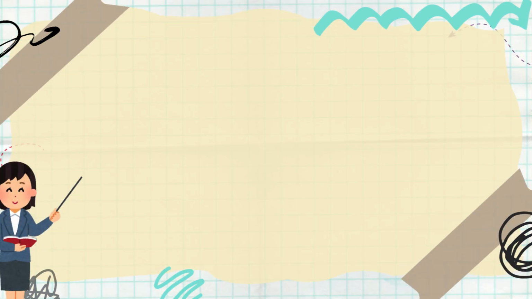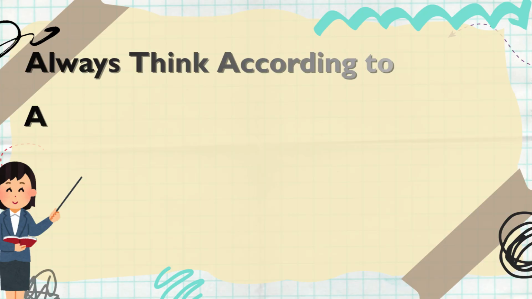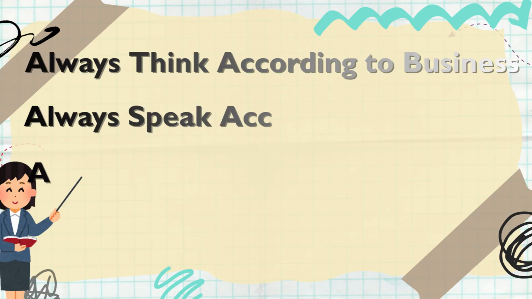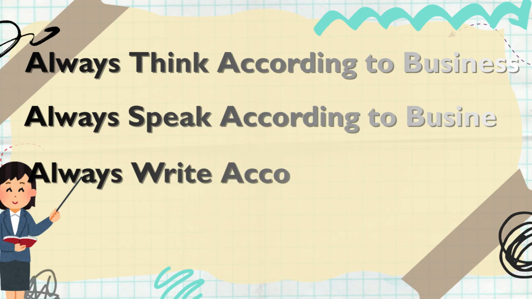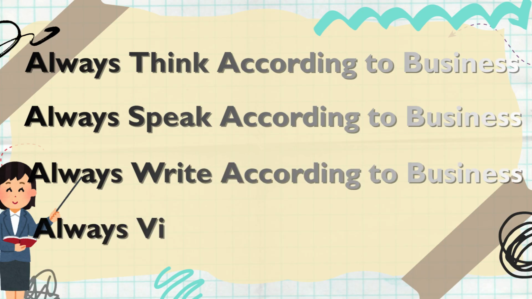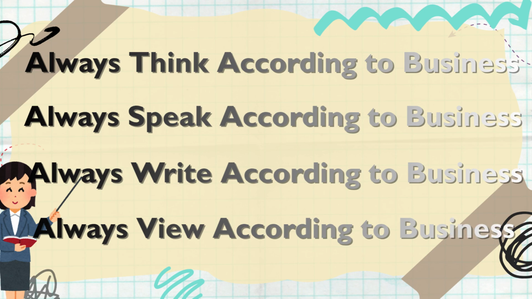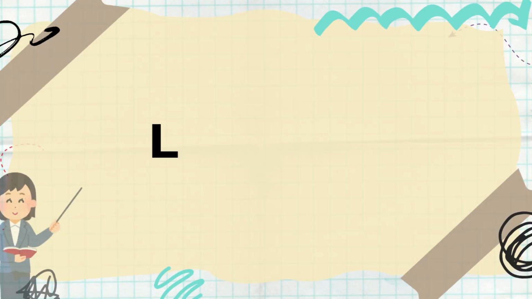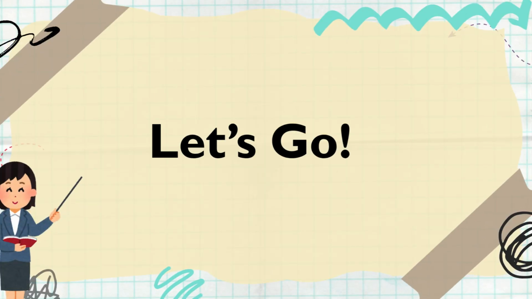Before moving forward, please keep the following points in mind. Always think according to the business. Always speak according to the business. Always write according to the business. Always view every transaction from the business's perspective. These principles will help you understand accounting concepts more accurately and professionally. Now, let's move forward and study these accounting heads in detail.